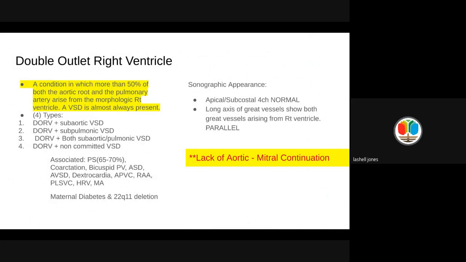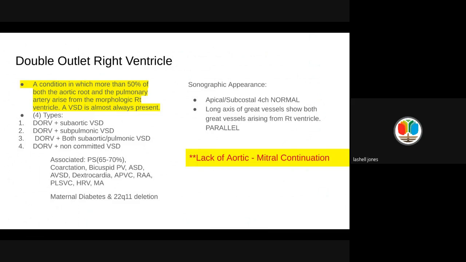Okay, now let's talk about double outlet right ventricle. This is a condition in which more than 50% of the aortic root and the pulmonary artery arise from the right ventricle, and almost always a VSD is present. Basically with this one, there's a lack of the aortic and mitral continuation. You won't see that.